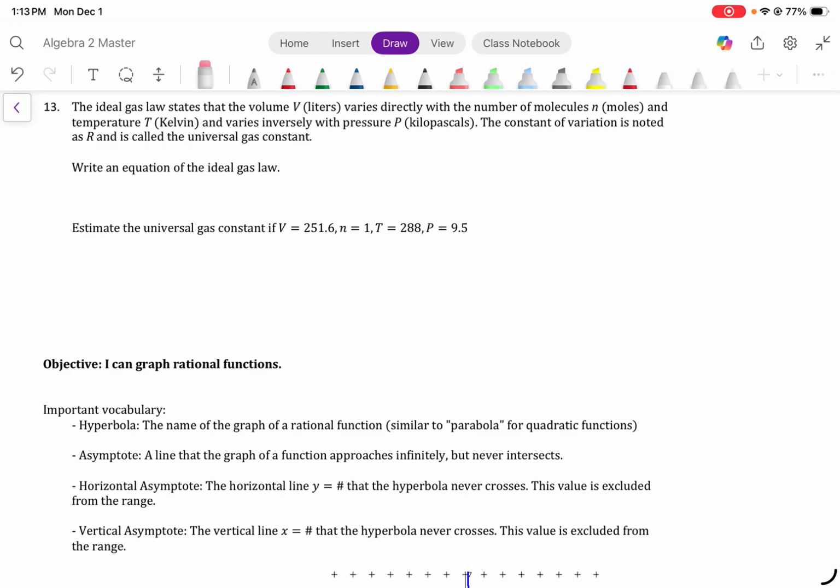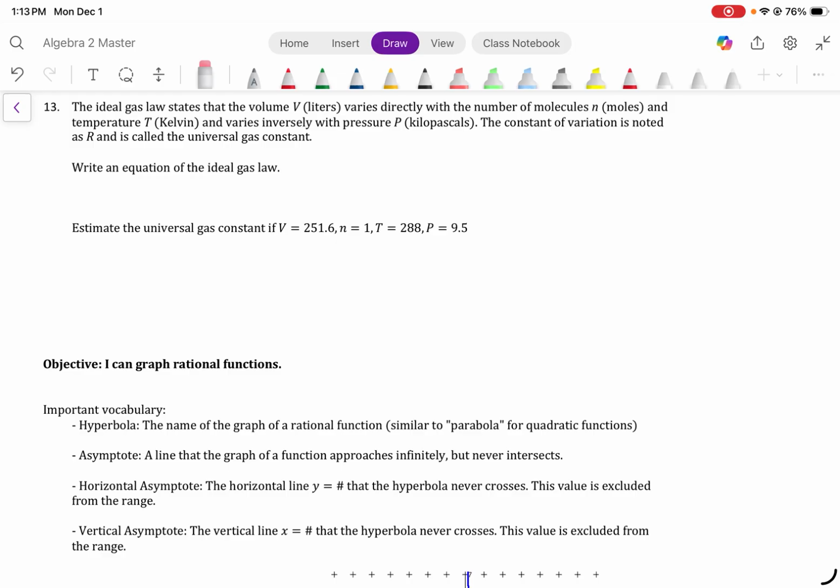In this video, we are going to talk about joint variation with the ideal gas law, which states that the volume V, given in liters, varies directly with the number of molecules N, given in moles, and temperature T, given in Kelvin, and varies inversely with pressure P in kilopascals. But it also says the constant of variation is noted as R, and it's called the universal gas constant. Instead of using K, they use R, because science likes to be different sometimes.